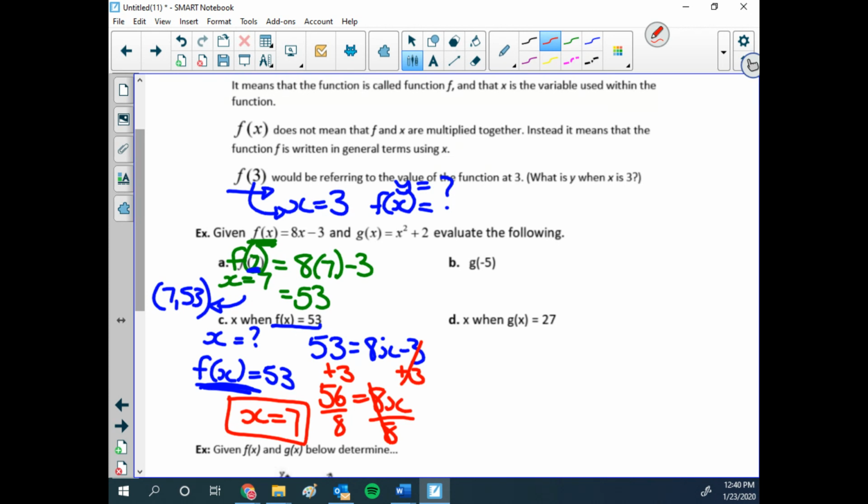Should I go through B and D over there looking at the g of x formula, or do you guys want to try that one? You guys will try it? Okay. So take a second and try B and D on your own then.